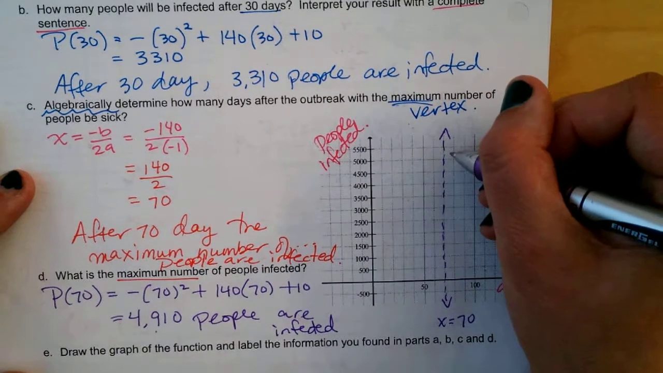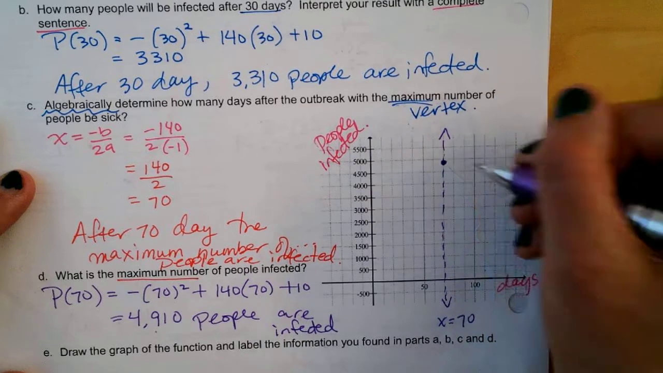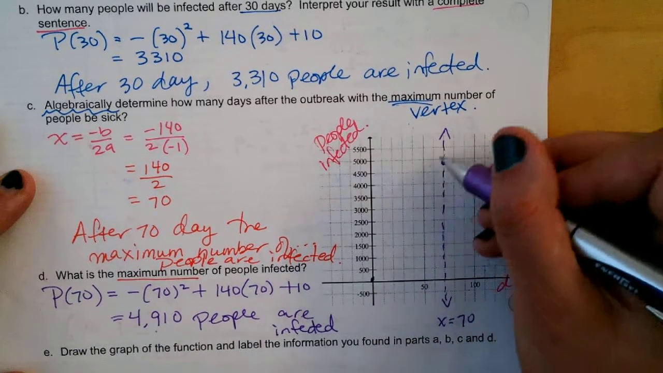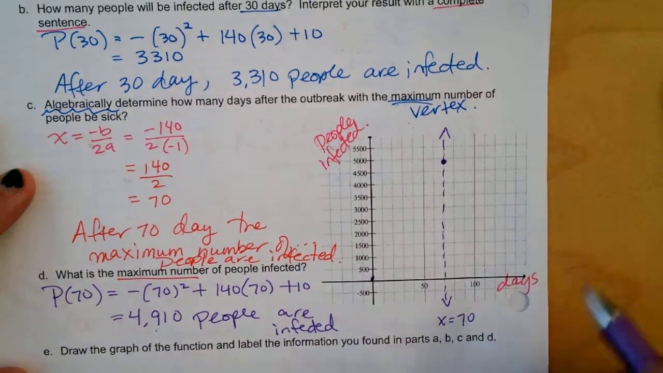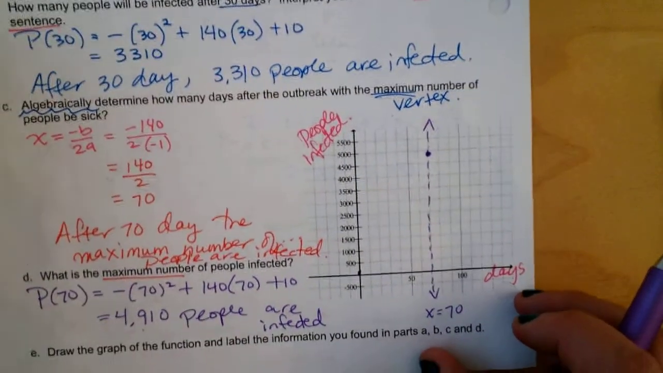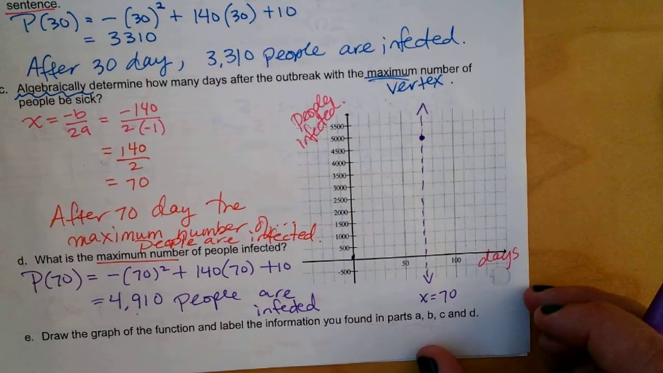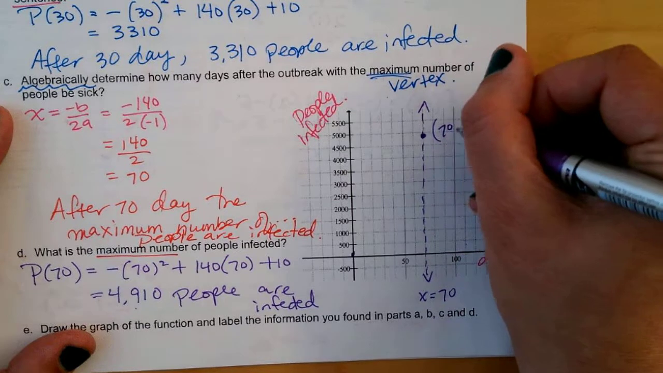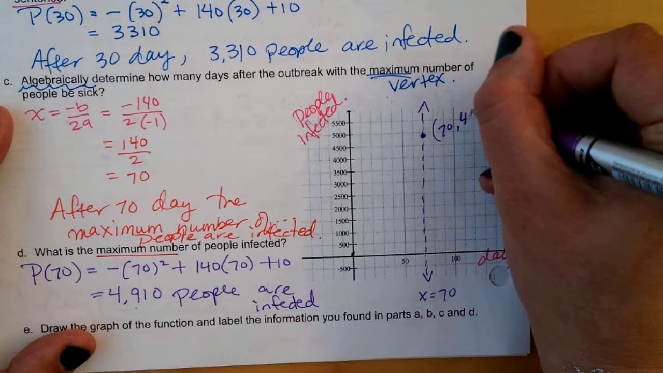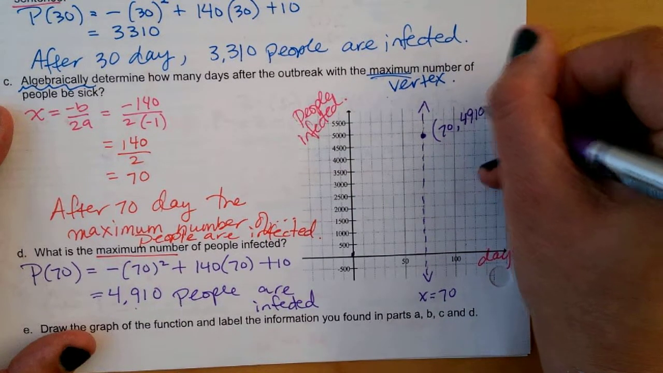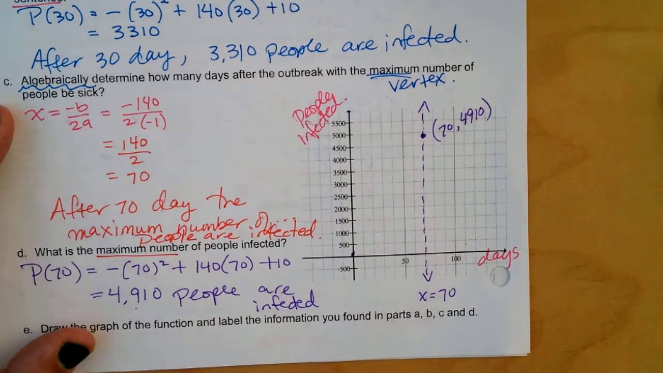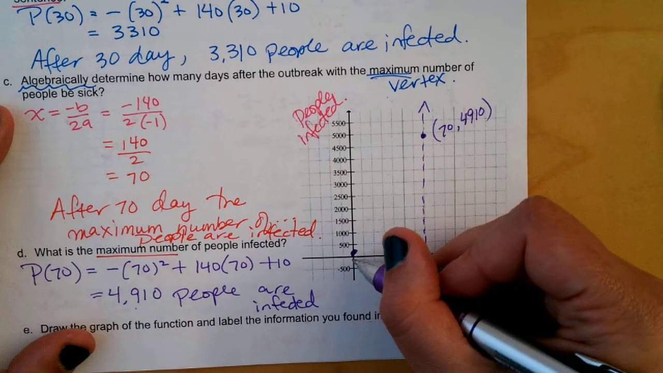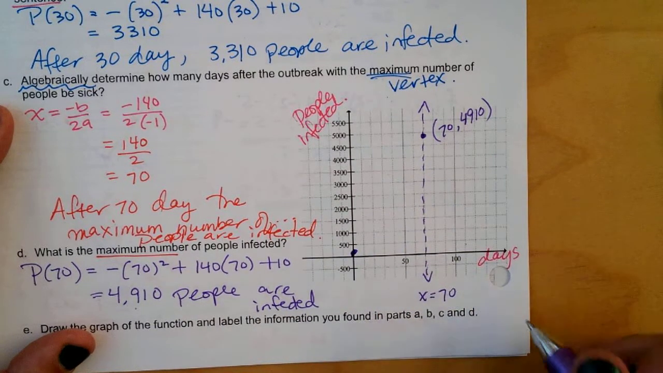And so I could kind of estimate that it's a little bit less than 5,000. And so far we are seeing this parabola shape. Draw the graph of the function, label the information you found in parts A, B, C, and D. So right here, this is our vertex at (70, 4910). And then we were talking about the y-intercept. We didn't really talk about the x-intercept, and we didn't find it.